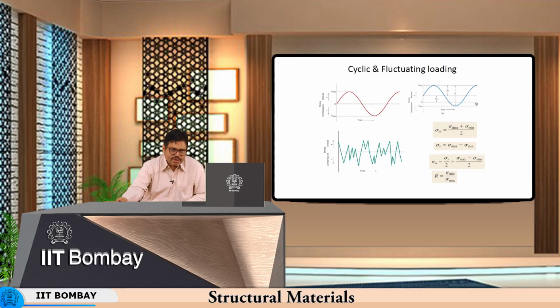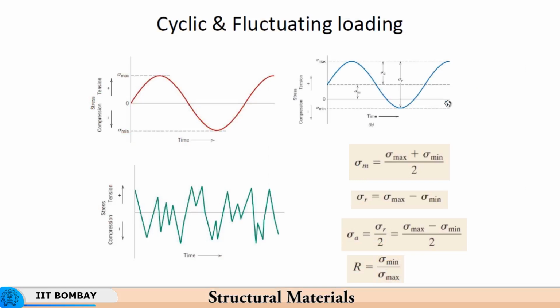And this R refers to sigma min upon sigma max. For example, in this type of situation, sigma max and sigma min are numerically the same, but they are in different directions. So R is equal to -1 in this case, because sigma max here and sigma min here are numerically equal but different in sign, therefore it becomes -1.